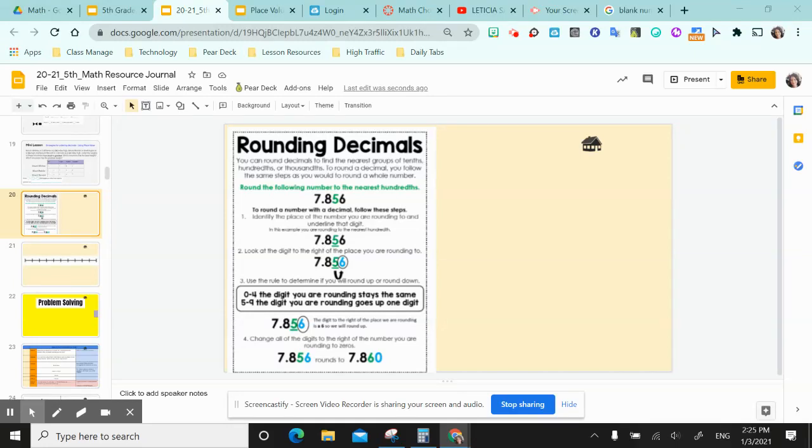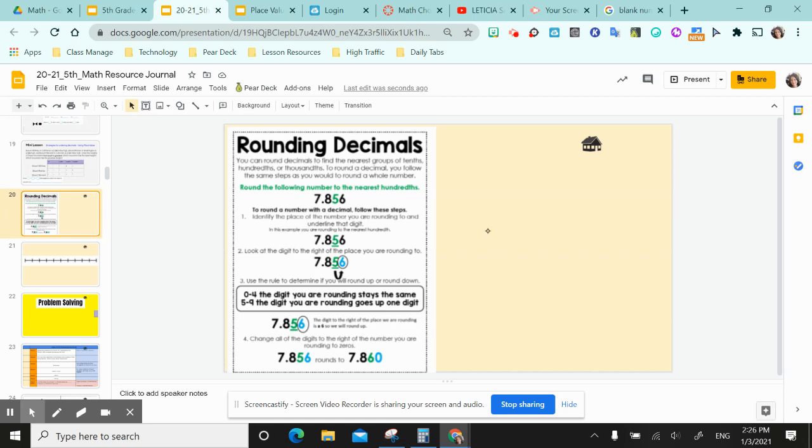This is a tutorial for rounding decimals. If you are able to round whole numbers, you follow the same process when rounding decimals. The only difference now is that you're dealing with the place value of decimals in addition to place value of whole numbers. So we're going to do an example using the one on the anchor chart.